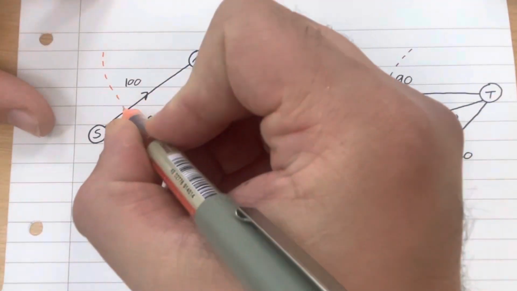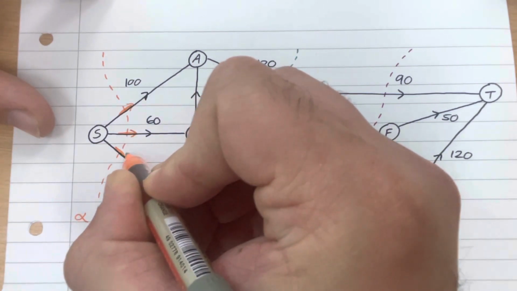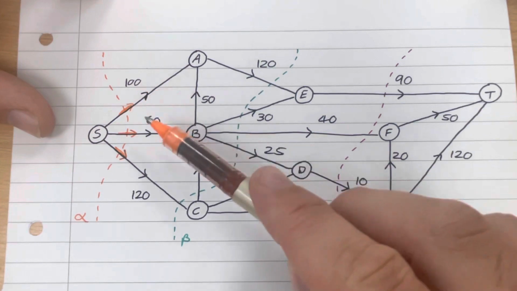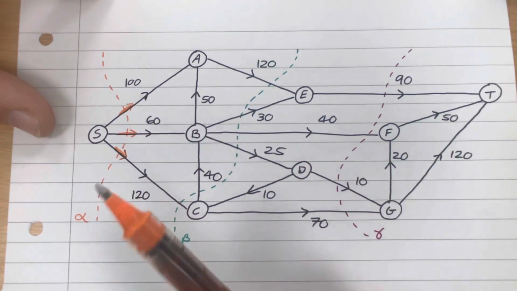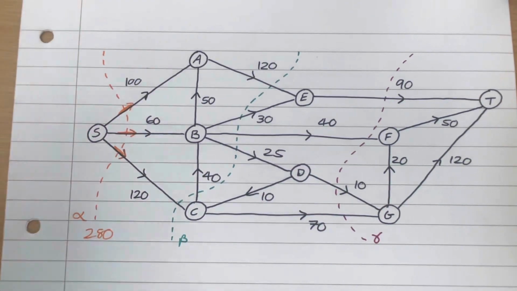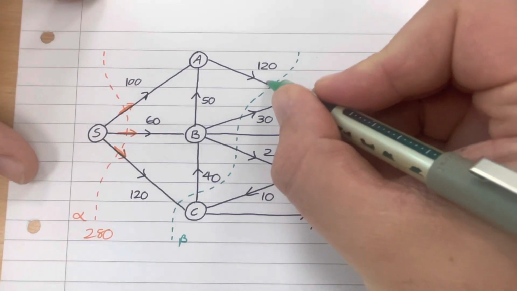Okay, so cut alpha, that is just the sum of these three, and they all go in the right direction. They all go from source to sink. So the value of this is 100 plus 60 is 160 plus 120. So that is 280. So the value of cut alpha is 280. Excellent.